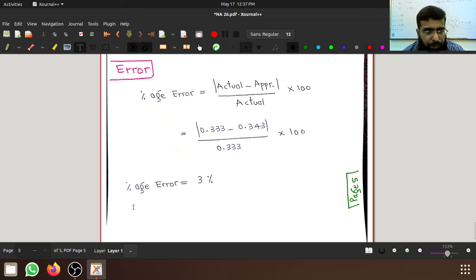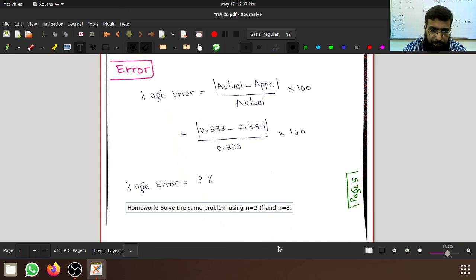Now you have a homework, and what is the homework? The homework is to solve the same problem using n equal to 2 and n equal to 8. If you use n equal to 2, what would be your h? H would be 0.5, and if you use n equal to 8, the interval width would be 0.125.